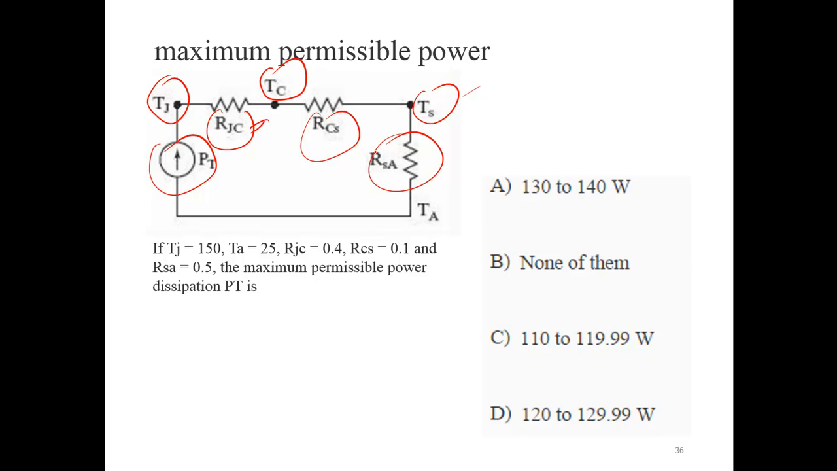The maximum permissible power dissipation you can find out if Tj is given, Ta is given, and the thermal resistances, such as junction to case, are given. There are some examples in the book, but review them and please try to find the right answer for that. This is very important. Heat is the biggest problem.